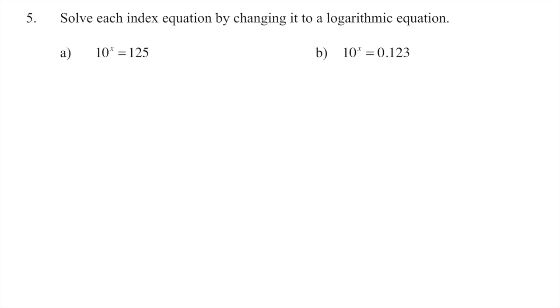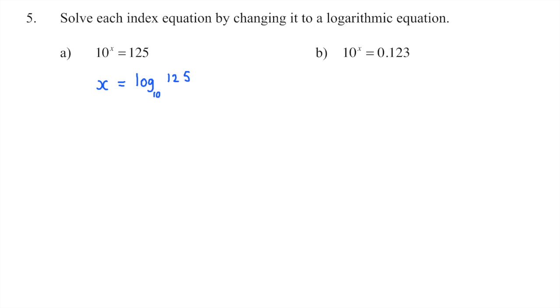Okay, question 5 asks us to change to a log equation from an index equation. So let's go through the process. When I look at 5 part A, the base is a 10. So the 10 is going to slide to the other side. If the 10 slides to the other side, I'm just left with x. It now must be log to base 10 of 125.